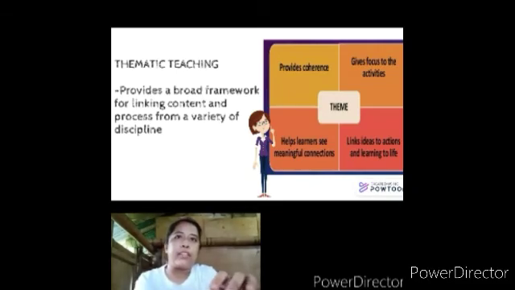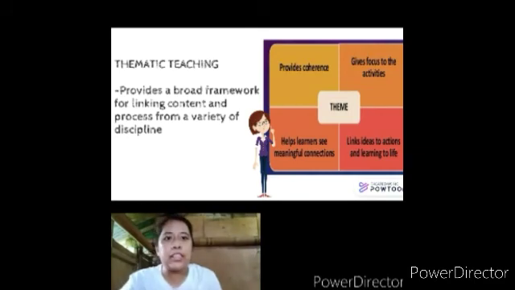So let us proceed to the thematic teaching. Let us define what is thematic teaching. Thematic teaching provides a broad framework for linking content and process from a variety of disciplines. It is also a selecting and highlighting of the theme through an instructional module or course or multiple courses. So as we can say, a theme is a subject or a topic or discourse or artistic presentation.